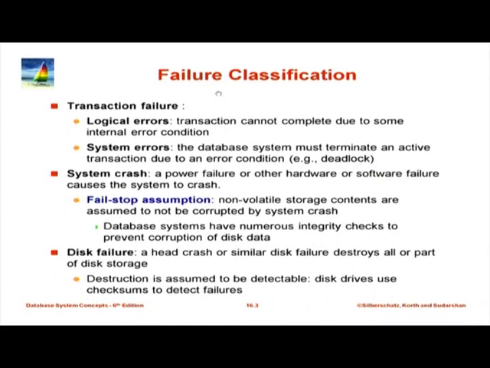Then there could be system errors. For example, you may have a deadlock which forces the database to roll back some transactions. The recovery issues are similar here. How do you undo the partial effects? Then you might also have a system crash. Now, what is a system crash? One kind of system crash is when power fails and the system just shuts down. But there are many other things. You may have had the operating system hang, blue screen on Windows. What kind of things can go wrong here?